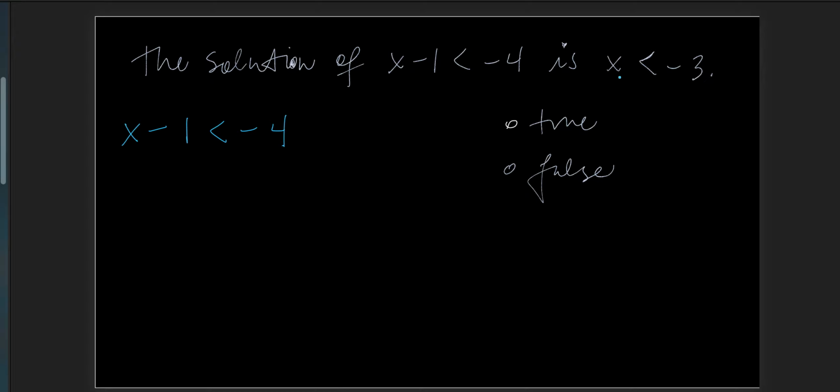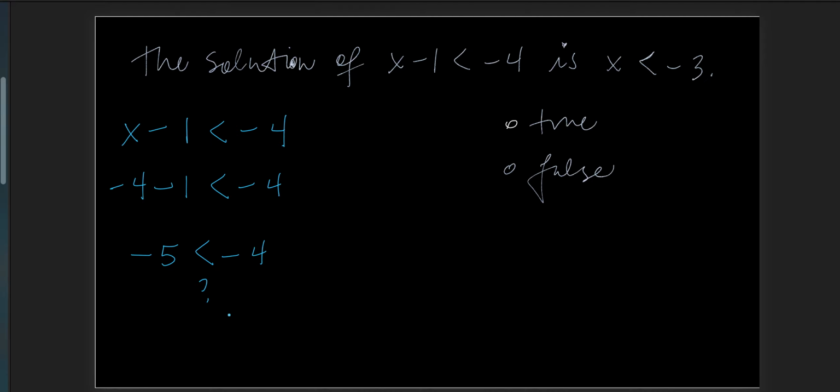So I'll think of a value less than negative 3. I don't know, negative 4. You could do negative 100. Anything less than negative 3, plug in here. Anything. And we're just going to see if we get a true statement. So this will make negative 5, and we have negative 5 is less than negative 4. So is that a true statement? Is negative 5 less than negative 4?